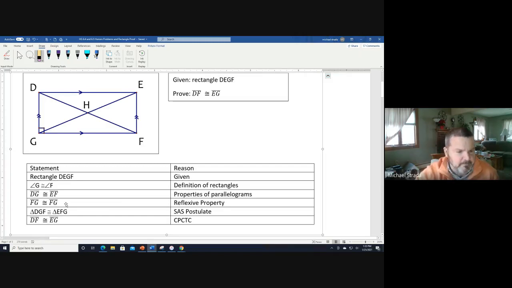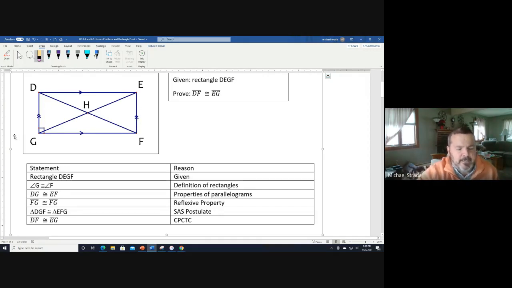Properties of parallelograms. Before you take your quiz on this, which will be next week after quarterlies, we will walk through proofs and the different rules that apply to different types of proofs. Then FG is congruent to FG. That is the shared side. The two triangles are on top of each other.